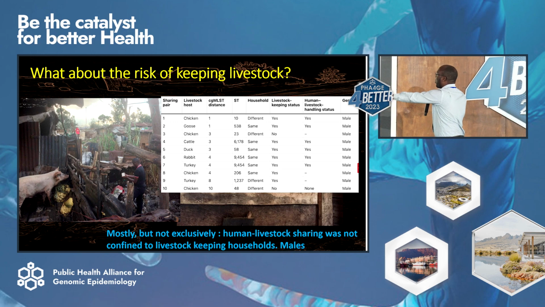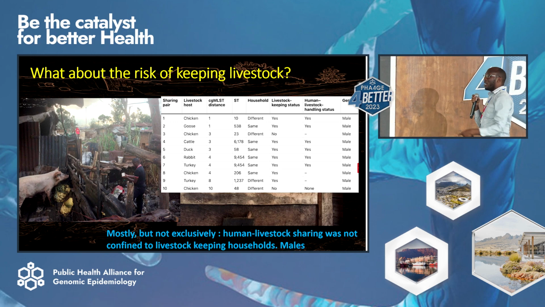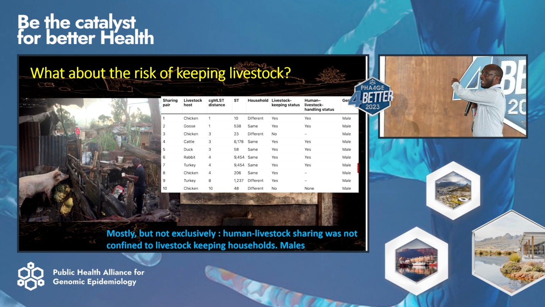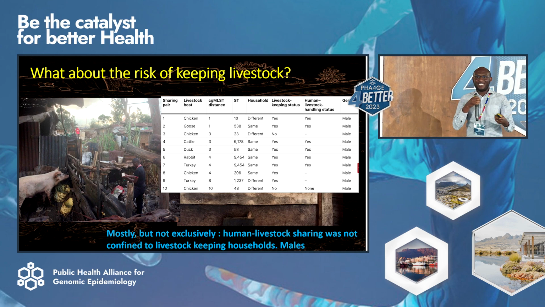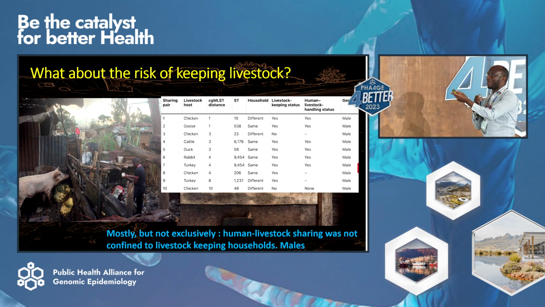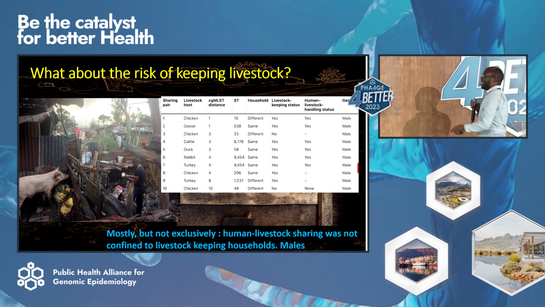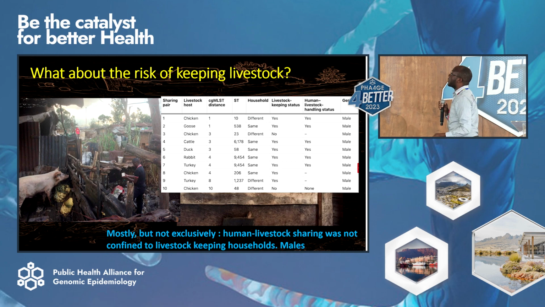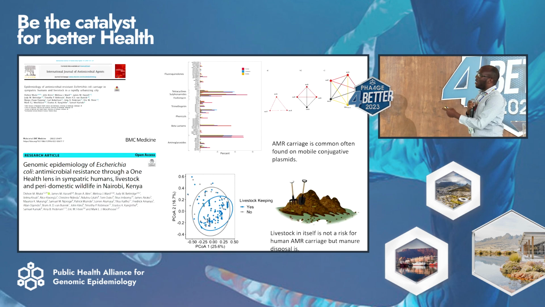And there were almost all of them keeping livestock, apart from 2. And then the majority were also handling livestock. And they were all men. So that's a clear finding for epidemiology in this room. If you're a man, keep off livestock. So what we found is that there's risk of sharing, but not always due to livestock keeping or livestock contact. And then how about the AMR genes?